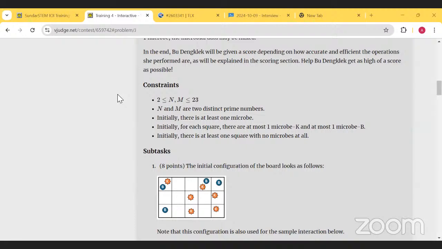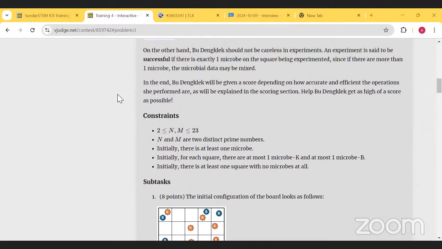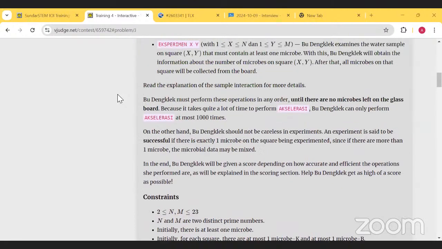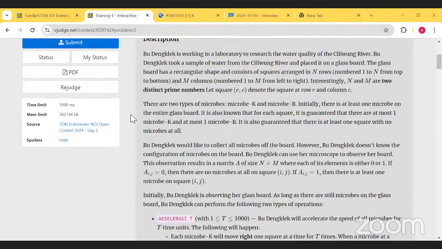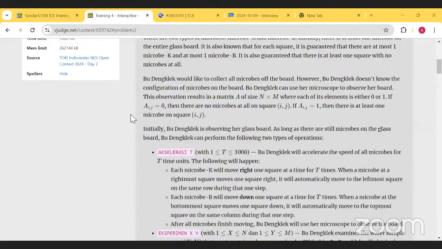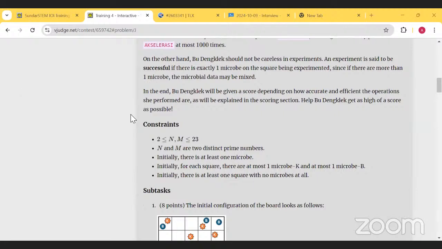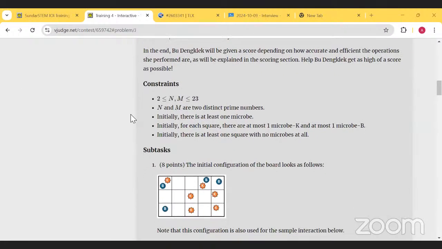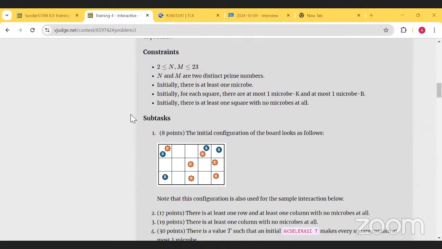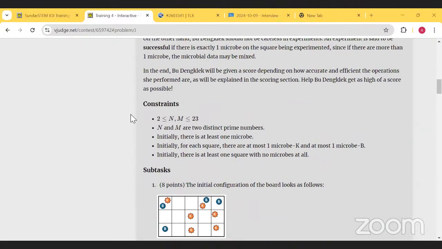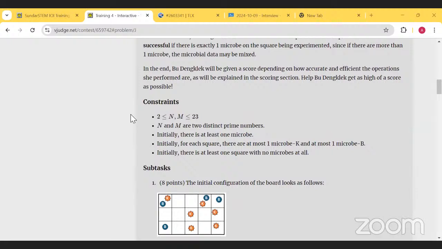Yeah, let's continue our discussion. Any question about this problem? Or what is the difficulty? What are the difficulties in this problem? What makes this problem harder, or makes this problem hard?